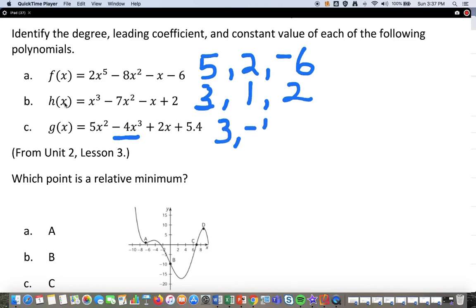Our leading coefficient is -4. Be sure and take the negative sign with it. Think of it as adding a negative, this subtraction. We could change this to plus a -4/3 x, and so that's how I think about it. And then our constant term is 5.4.